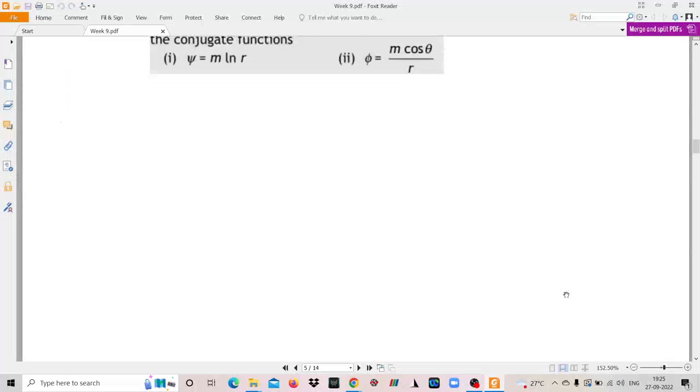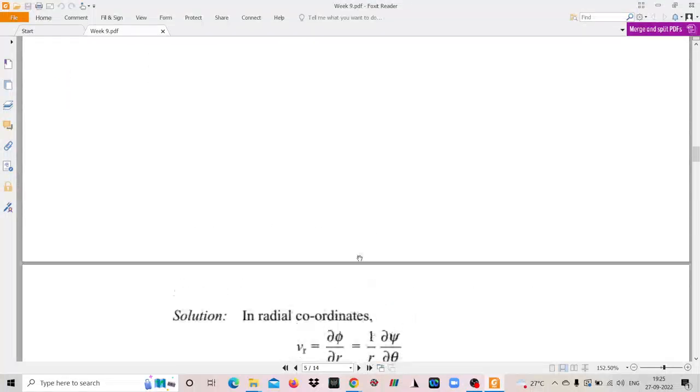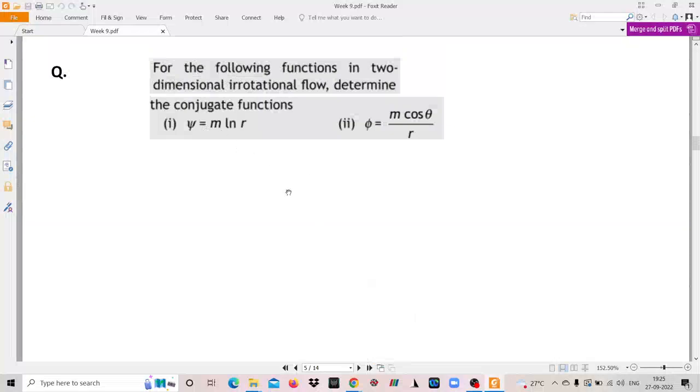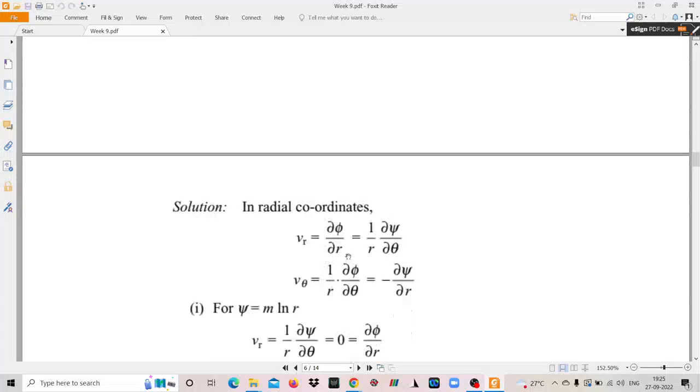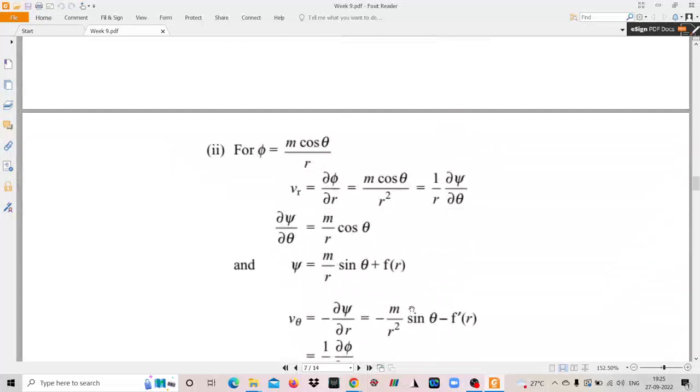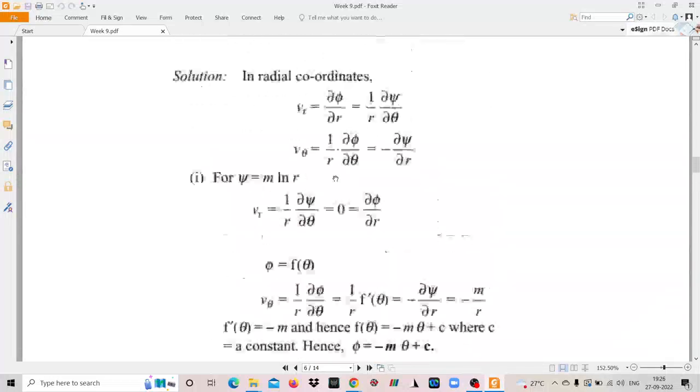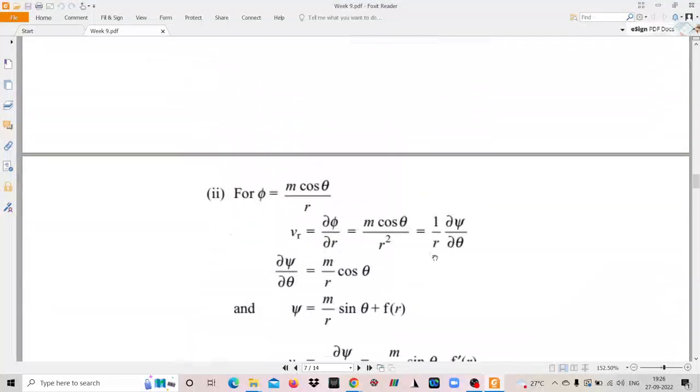Okay, so let us look at the solution. Just as we have done in the first part, that is psi equal to m log of r, here also the relationship between Vr and V theta: Vr is del phi by del r, which is equal to 1 by r del psi by del theta, and V theta is 1 by r del phi by del theta, which is equal to minus of del psi by del r. So for phi equal to m cos theta by r, that is the expression which is given to us, we need to find the value of psi.